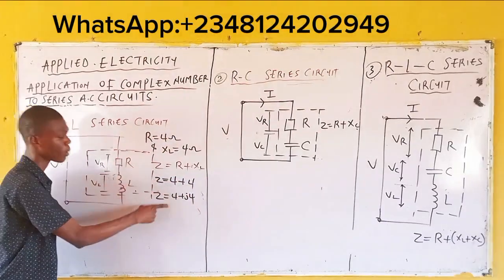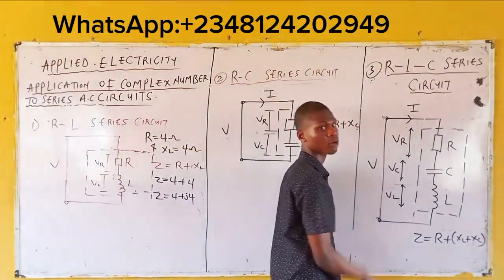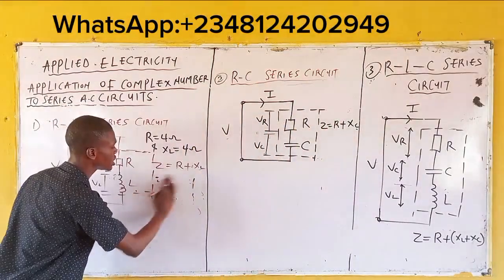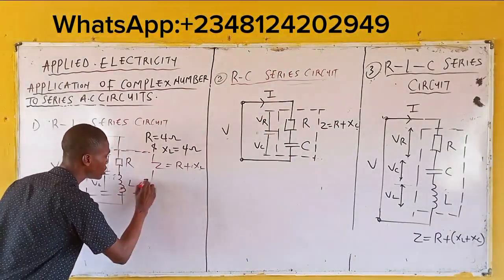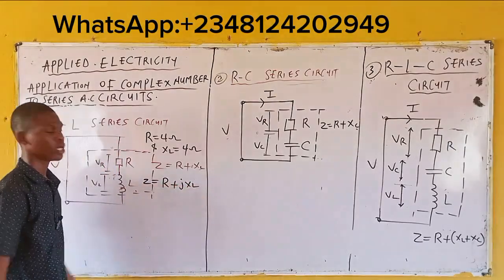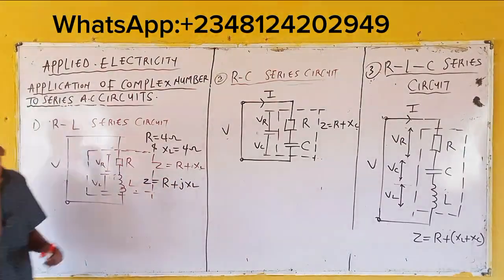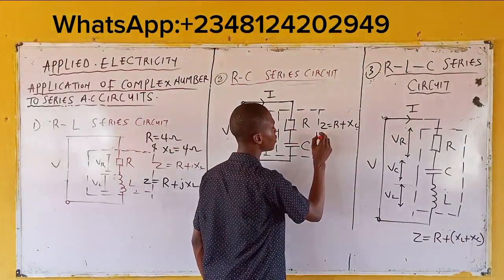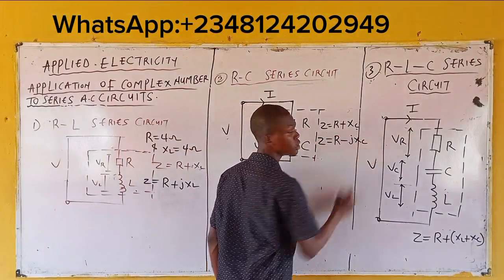For each of these circuit diagrams, you apply complex number. What we know, as far as this topic is concerned, under complex number becomes Z equals R plus jXL. R is the real part of your impedance, and jXL is the imaginary part. Similarly, if it is this circuit, your equation is Z equals R minus jXC.